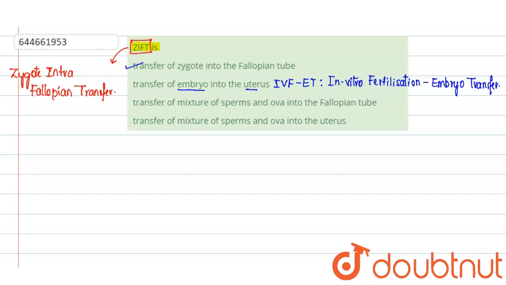Now let us see the third option, that is given as transfer of mixture of both sperms and ova into the fallopian tube. Wrong, because it is the transfer of a zygote directly, not the mixture of the sperms and the ova. And the fourth option is also the transfer of mixture of sperms and ova but into the uterus. So even this option is wrong. So clearly the answer is transfer of zygote into the fallopian tube.